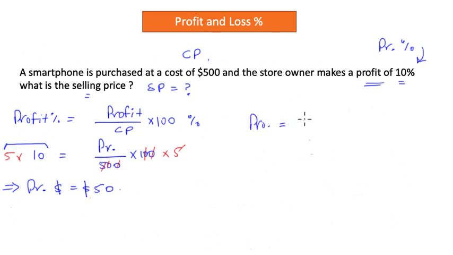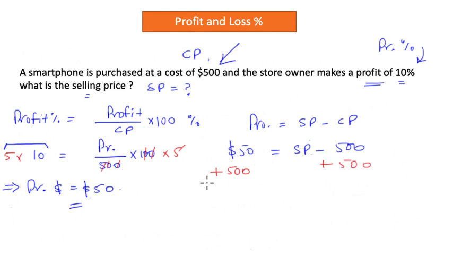Okay, now we know the model equation for calculating the profit. Profit is equal to selling price minus cost price. Simple enough, right? We know from this calculation the profit is $50 right from here. And the selling price is unknown, of course. And the cost price right from here is 500. Now what we do is we add 500 on both sides. Equation remains balanced. This becomes 550, and 500 cancels. The only thing that remains is the selling price. So my selling price is $550.